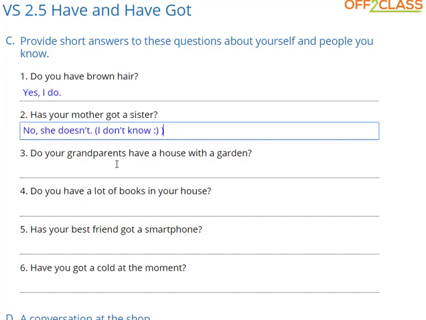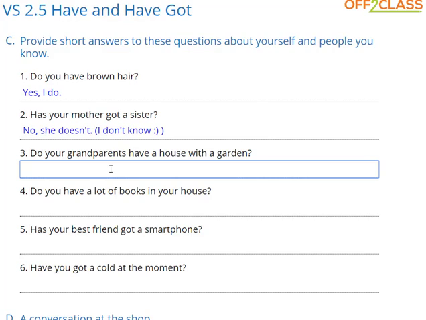Your grandparents have a house with a garden. No. So remember, it's yes or no, and it's going to be relative to you. This is hard, because what do my grandparents do? This is tough, because I have two grandparents, one on my mom's side, one on my dad's side. So just pick one that you want to use in this situation. So in this case, I'll talk about one of my grandparents. No, they don't. Okay, let's look at the next one.